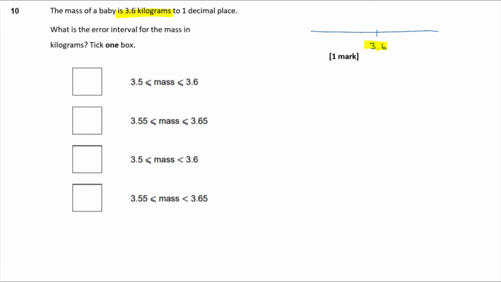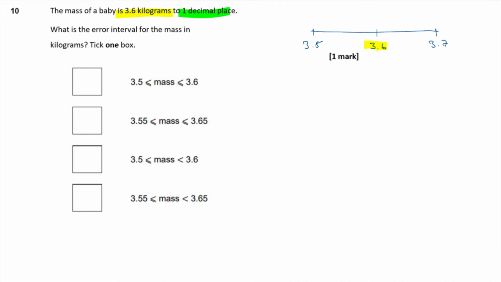Right, and then it says that this number is only correct to 1 decimal place. Now, the first decimal place is the tenths column, so 1/10 more than 3.6 would be 3.7. So that would be the next number that you could possibly round up to, and the one below it would be 3.5 on that scale. So if I'm rounding to the nearest decimal place, I'd be rounding between these numbers. If it was closer to 3.6, it'd be 3.6. If it was closer to 3.7, it'd be 3.7.